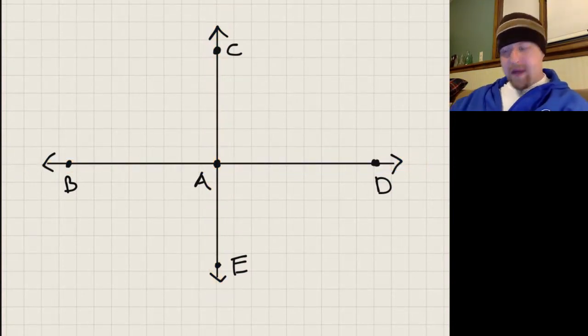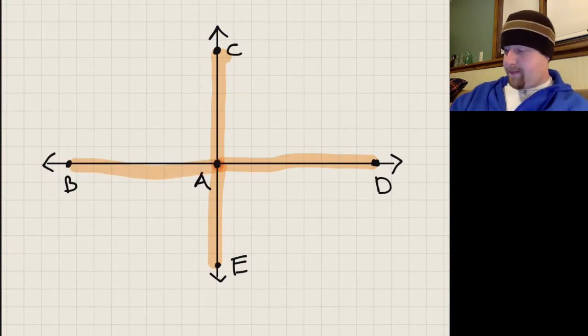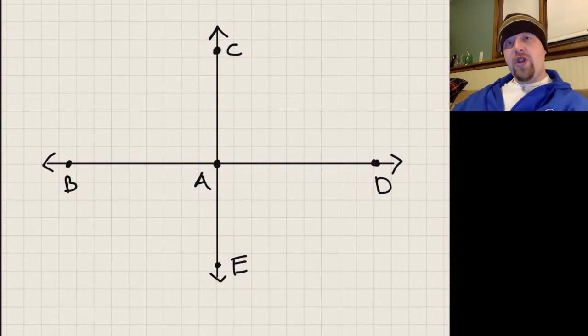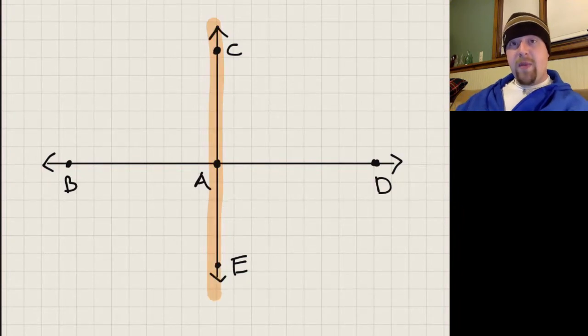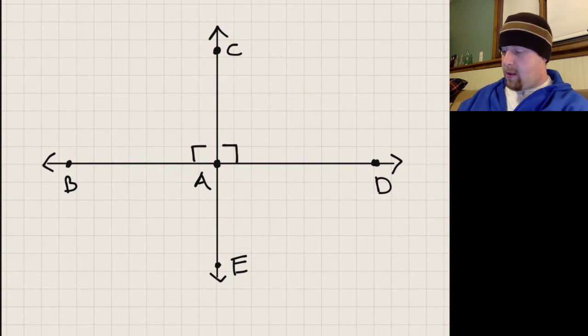I also have 4 line segments. From A to C is a line segment. From A to D is a line segment. From A to E, stopping at E, is a line segment. From A to B is a line segment. I also have 2 lines. Line AE is perpendicular because it intersects with BD at 4 right angles. One right angle here, a right angle there, a right angle here, and, once I erase that so it doesn't interfere with A, a right angle here.